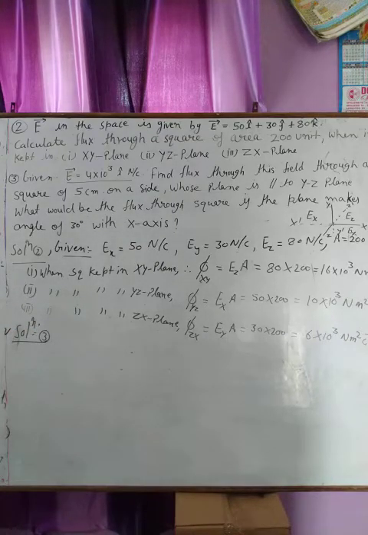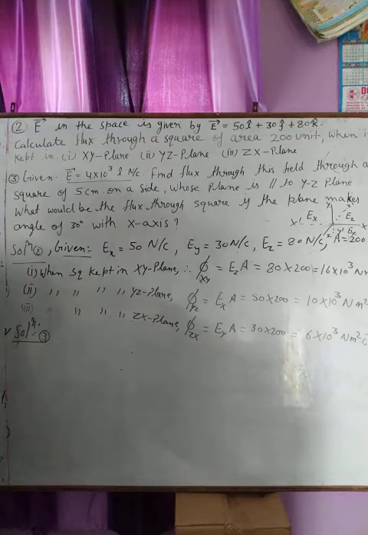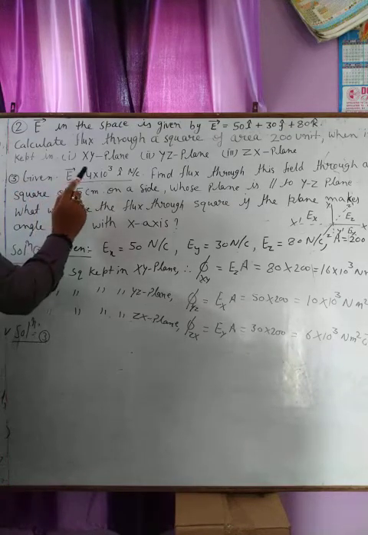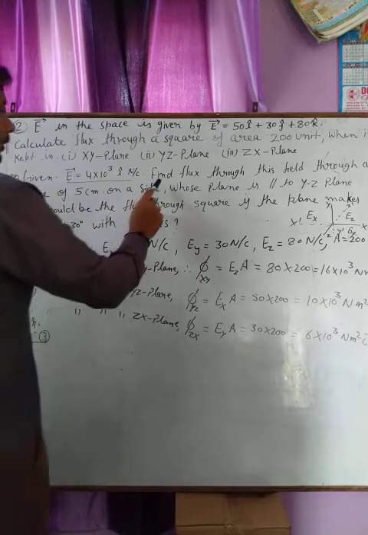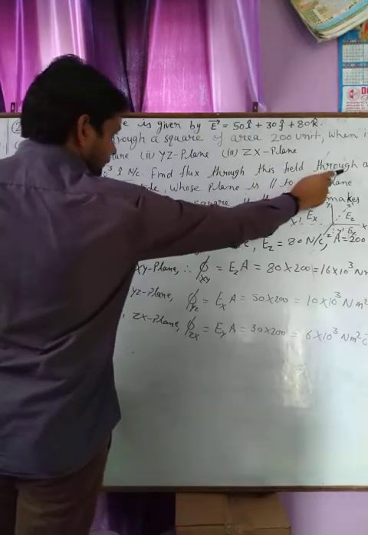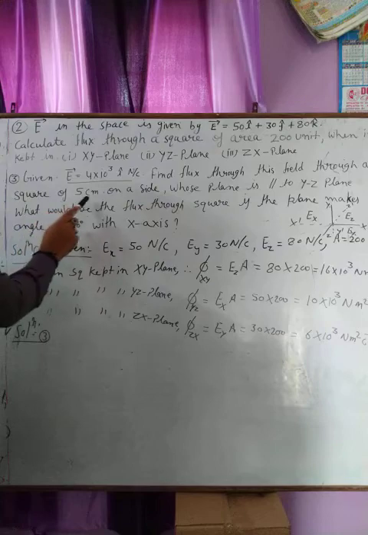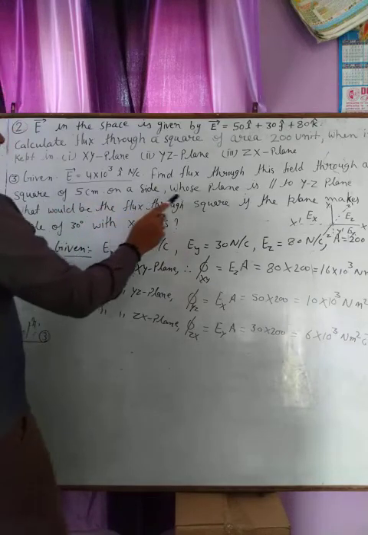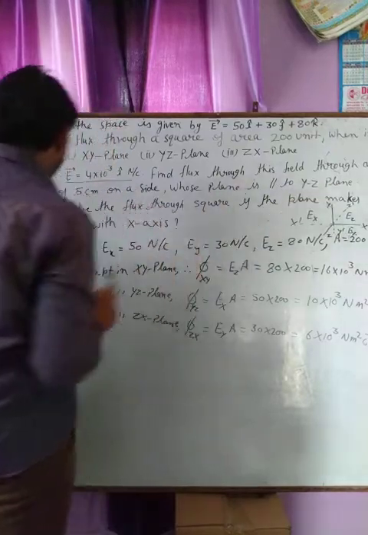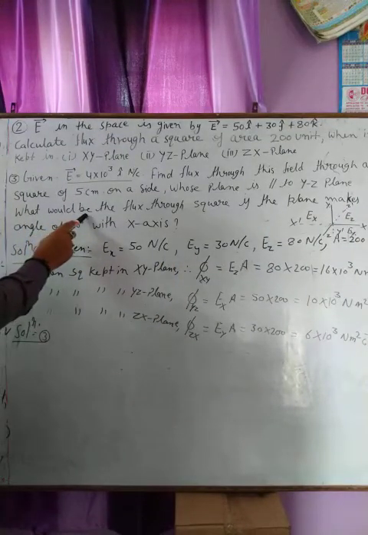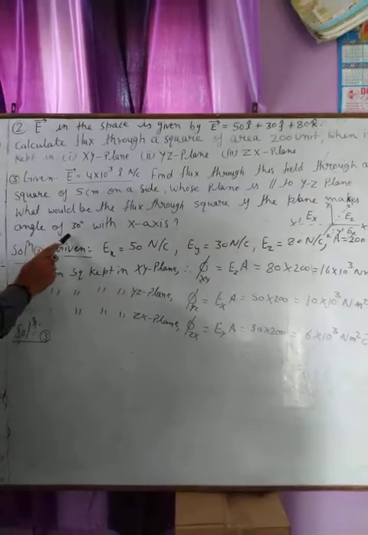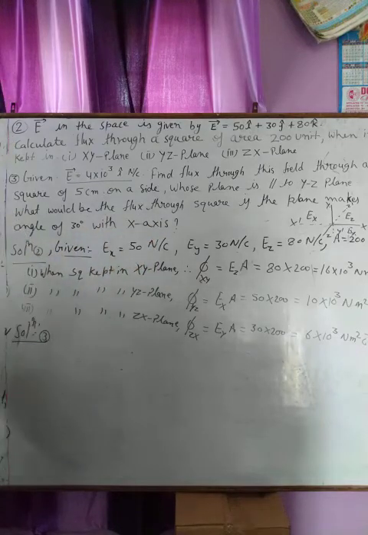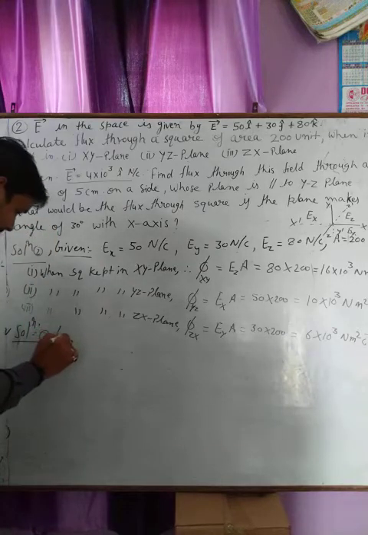Okay. In the third question, the problem is given: electric field 4 into 10 to the power 3 i cap, that is in the direction of X. Find the flux of this field through a square of 5 cm on a side whose plane is parallel to the YZ plane. What would be the flux through the square if the plane makes an angle of 30 degree with the direction of X?